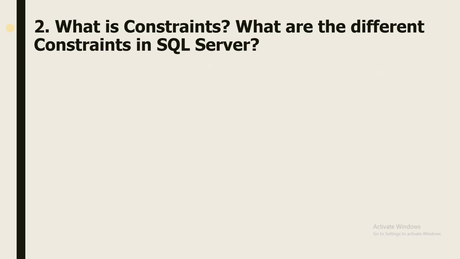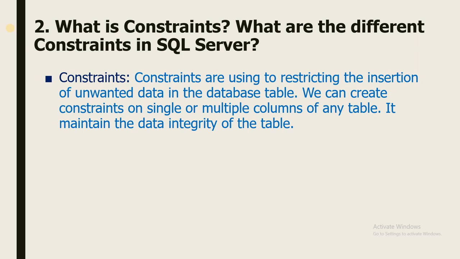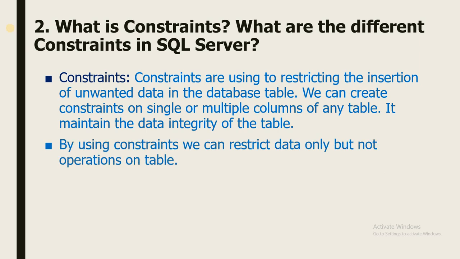Okay, so the next question is, what is a constraint? What are the different types of constraints in SQL Server? Okay, so the answer is constraints. Constraints are used to restrict the insertion of unwanted data in the database table. We can create a constraint on single or multiple columns of any table. It maintains the data integrity of the table. By using constraints, we can restrict data only, but not operations on the table.